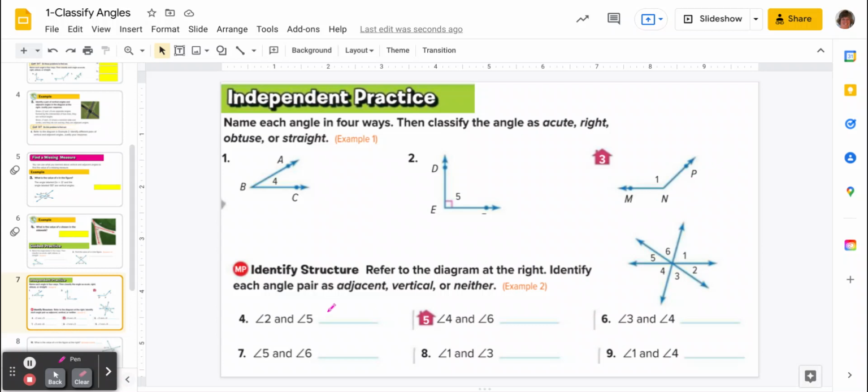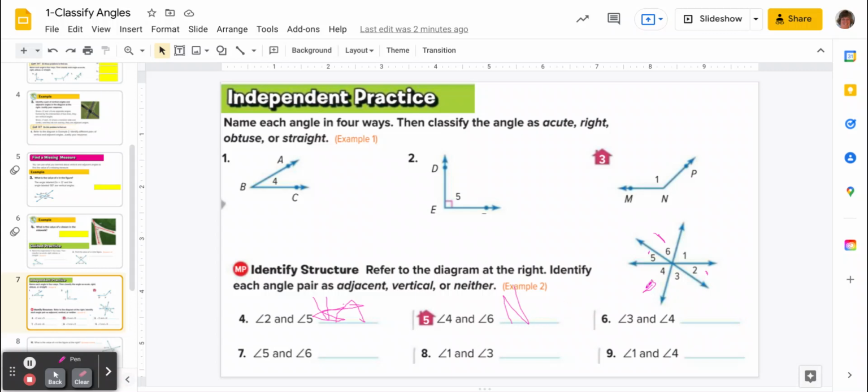So referring down here, I have to know whether each pair is adjacent, vertical, or neither. So angle 2 with angle 5. We're going to say that those are vertical. Angle 2 and angle 5 are vertical. Angle 4 with angle 6. Well, are they next to each other? No. Are they opposite of each other? No. So that would make them neither.